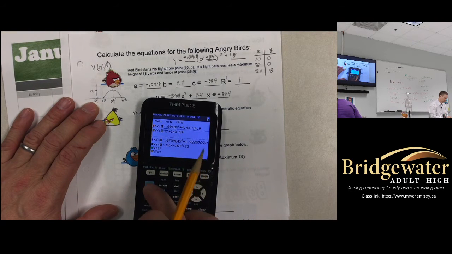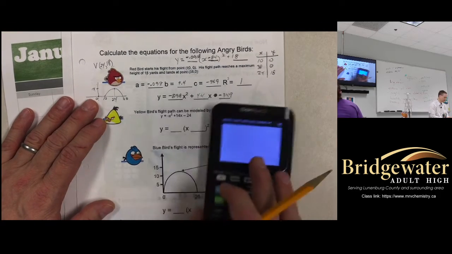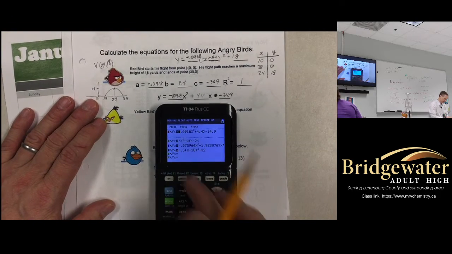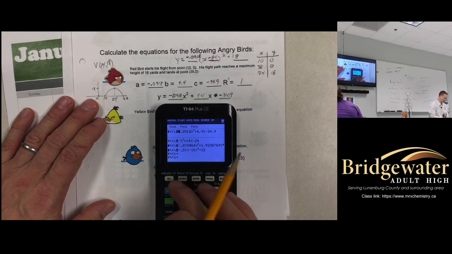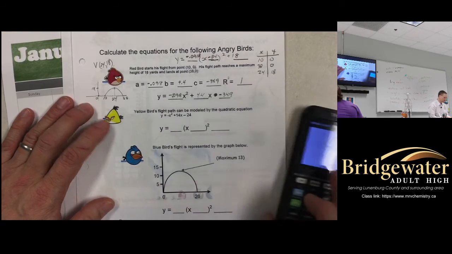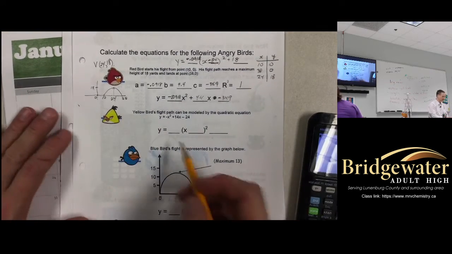Okay, let's try our second. So that's Angry Bird's number red. There's in, and he's red. I've got my y equals. So now we're going to go on to Chuck, the yellow bird.